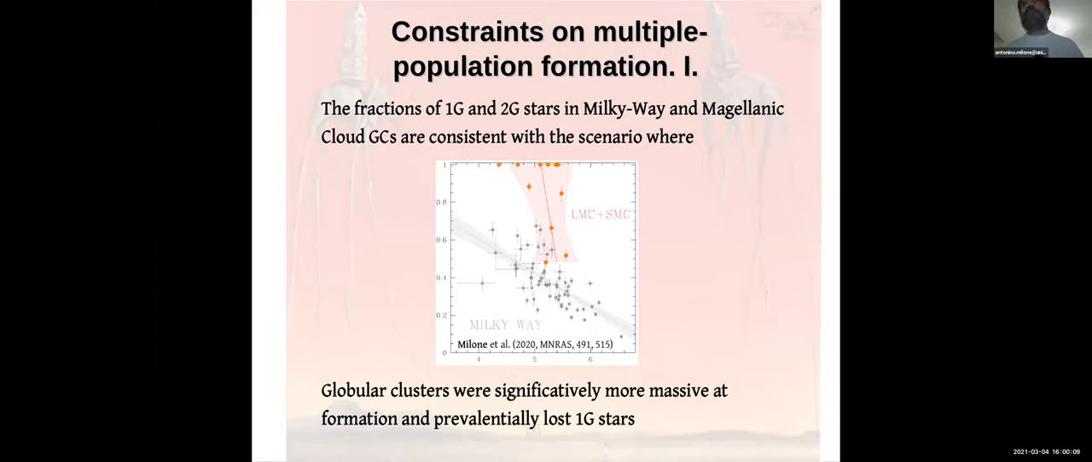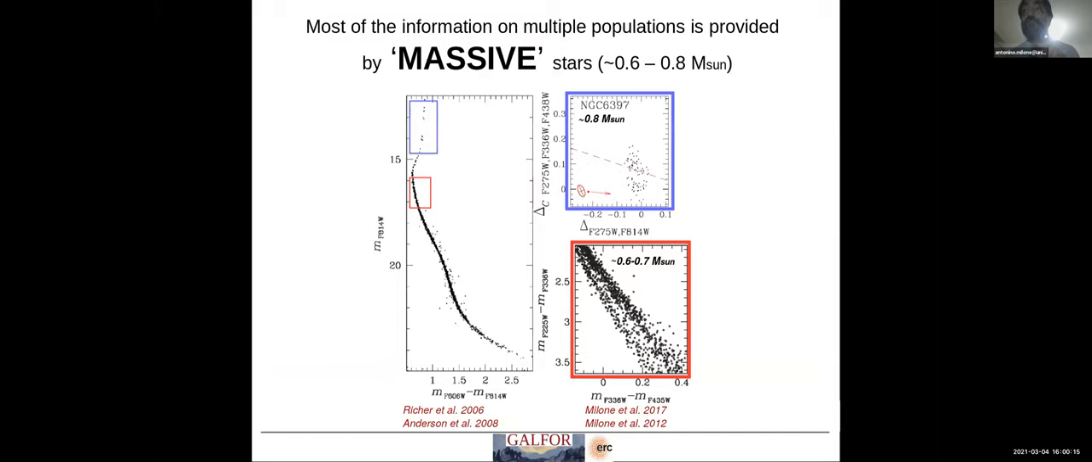Second constraint. The second constraint is based on a limitation that we have from the observational point of view. The limitation is that most of the studies of multiple populations are based on massive stars, I mean stars more massive than 0.6 solar masses. This is because we can only investigate multiple populations in red giant branch and bright main sequence stars, since most of the studies are based on the ultraviolet, and it is not possible to get with present-day instrumentation precise photometry in the ultraviolet for faint stars.